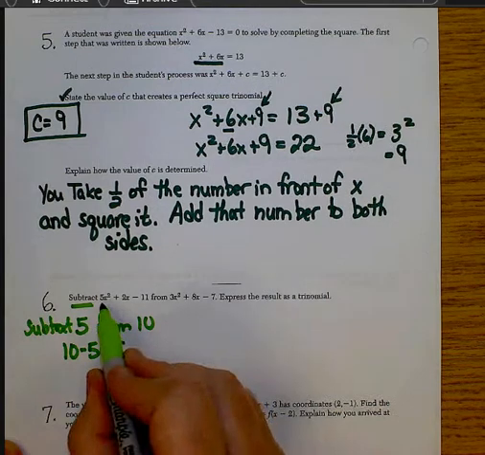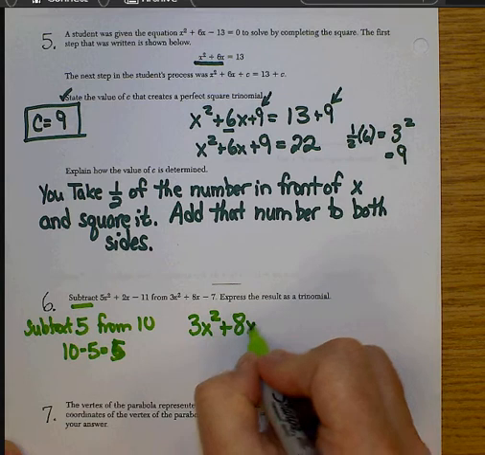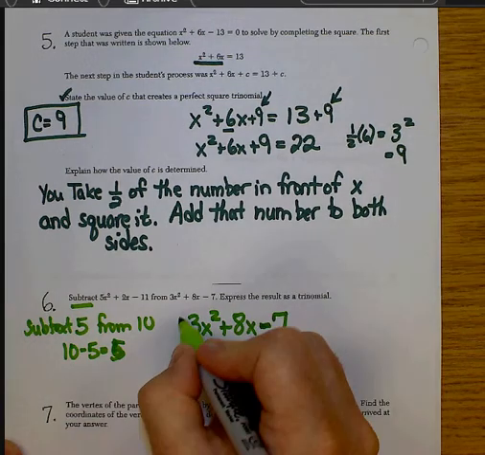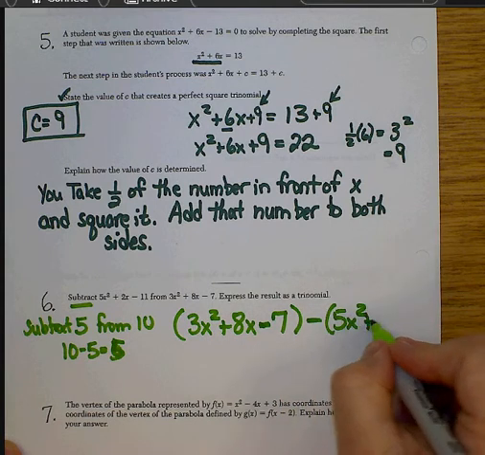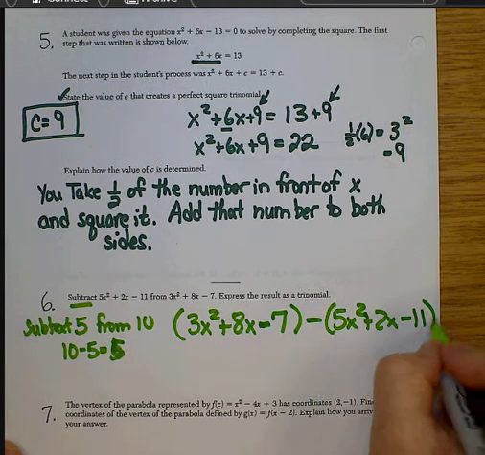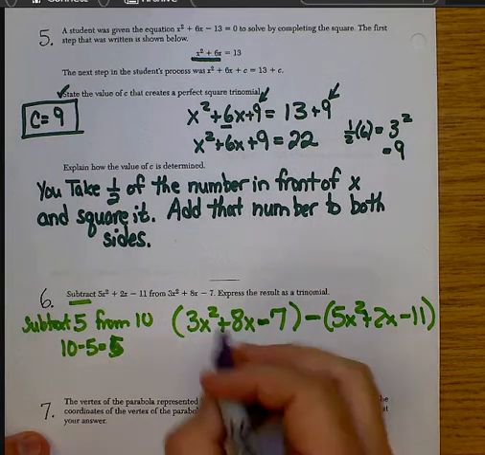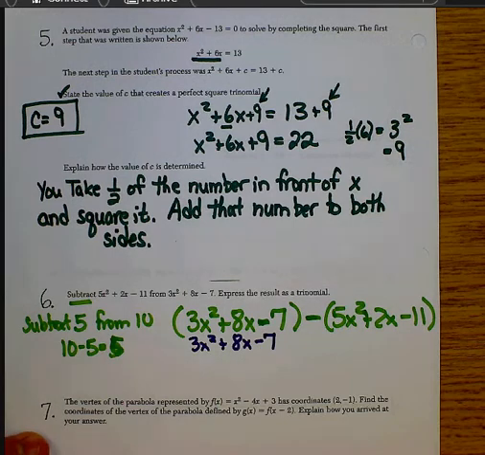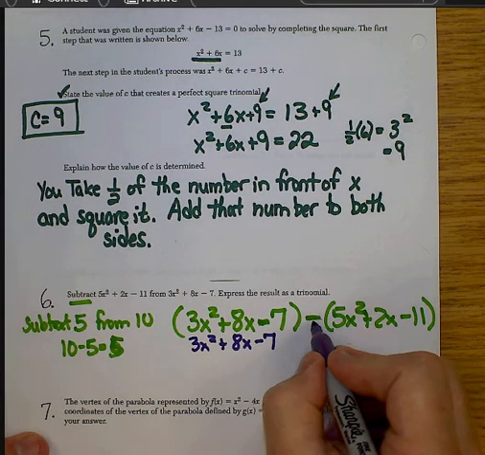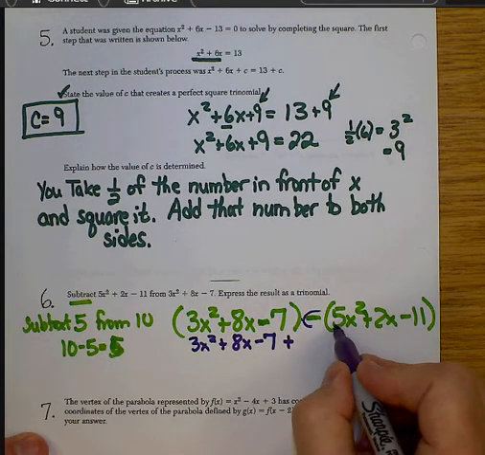So if I'm going to subtract this from this, I'm going to start with 3x squared plus 8x minus 7. And then from that, I'm going to subtract 5x squared plus 2x minus 11. Okay. Now, we talked about how this is done. It's not that bad once you get the order correct. The first polynomial, nothing happens. Just drop the parentheses. The second polynomial, the subtraction changes to positive, and we change every sign that followed.